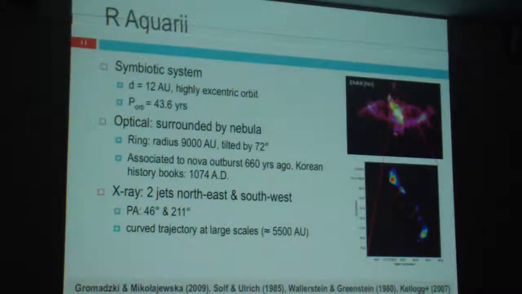And my last object I want to show is R Aqr. It's a well-known symbiotic system, separated by 12 AU. And in the optical you see this nice ring. It was first found by Solf, I think 30 years ago. And this is actually associated with the Nova outburst some 100 years ago. So this is also found in Korean history books. And if you zoom in into this central part, you see these kind of 2 jets with a curved trajectory here to the south. And it's a quite huge structure, it's 5,500 AU.